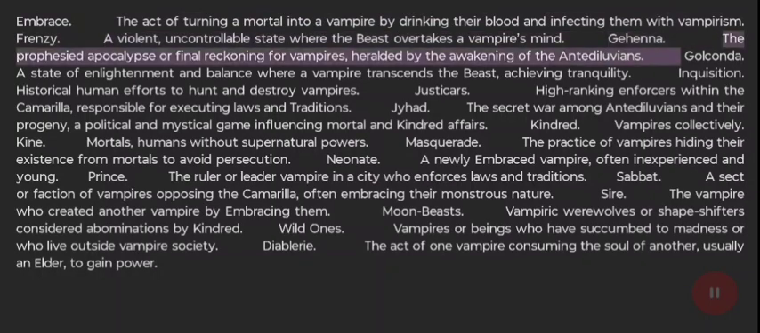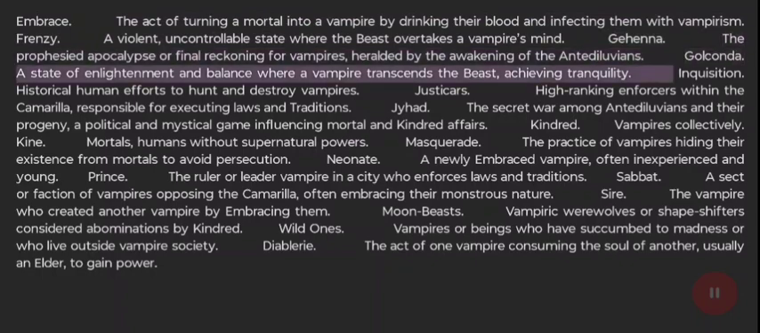Gehenna. The prophesied apocalypse or final reckoning for vampires, heralded by the awakening of the antediluvians. Golconda. A state of enlightenment and balance where a vampire transcends the Beast, achieving tranquility. Inquisition. Historical human efforts to hunt and destroy vampires.